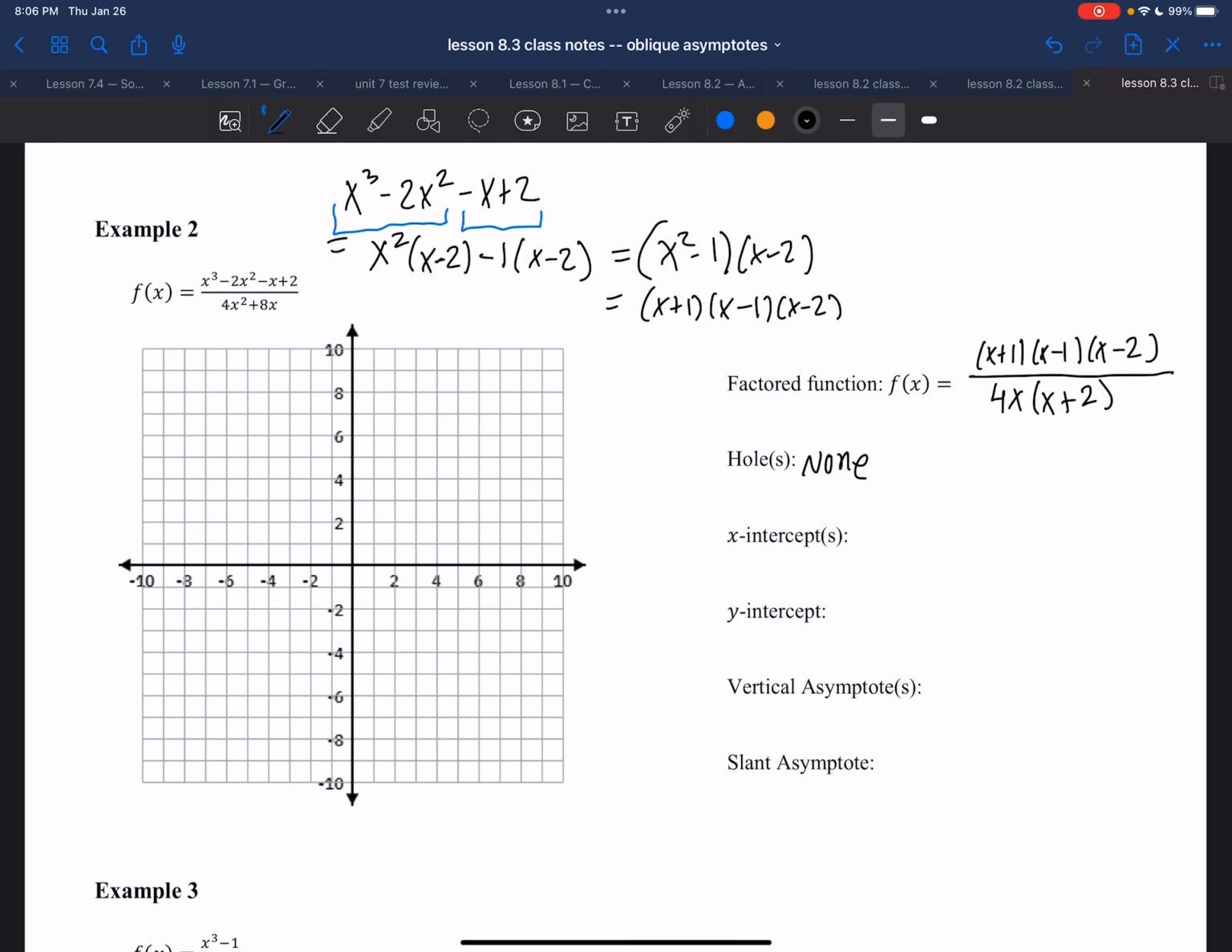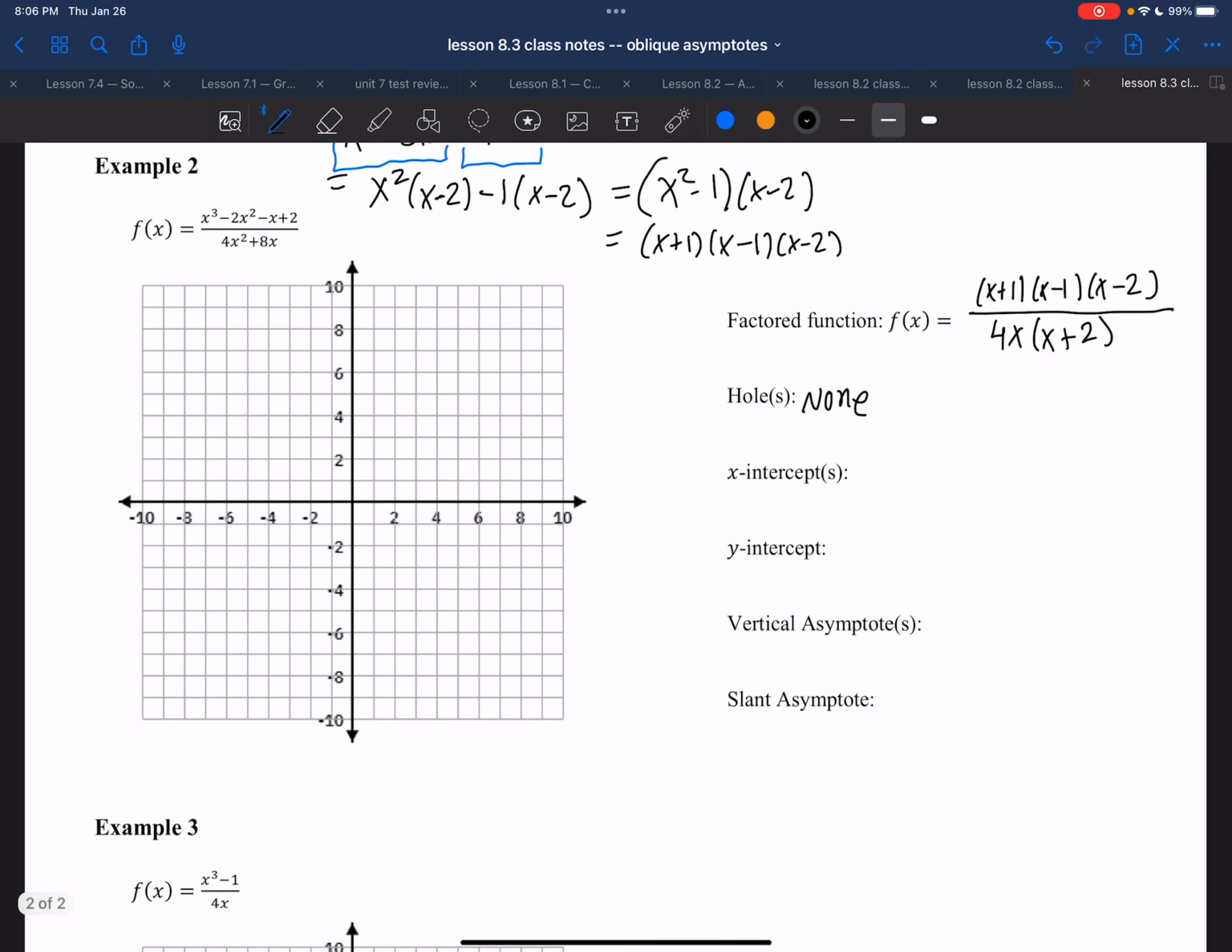X-intercepts. Use the shortcut. Set the numerator equal to 0. You will find that your x-intercepts are negative 1, 1, and 2, as points. Those are my 3 x-intercepts. Wow, look at that. 3 of them. Oh, my goodness. Oh boy. Those are a little tight together, aren't they? Maybe a grid with more spacing would have been preferable.